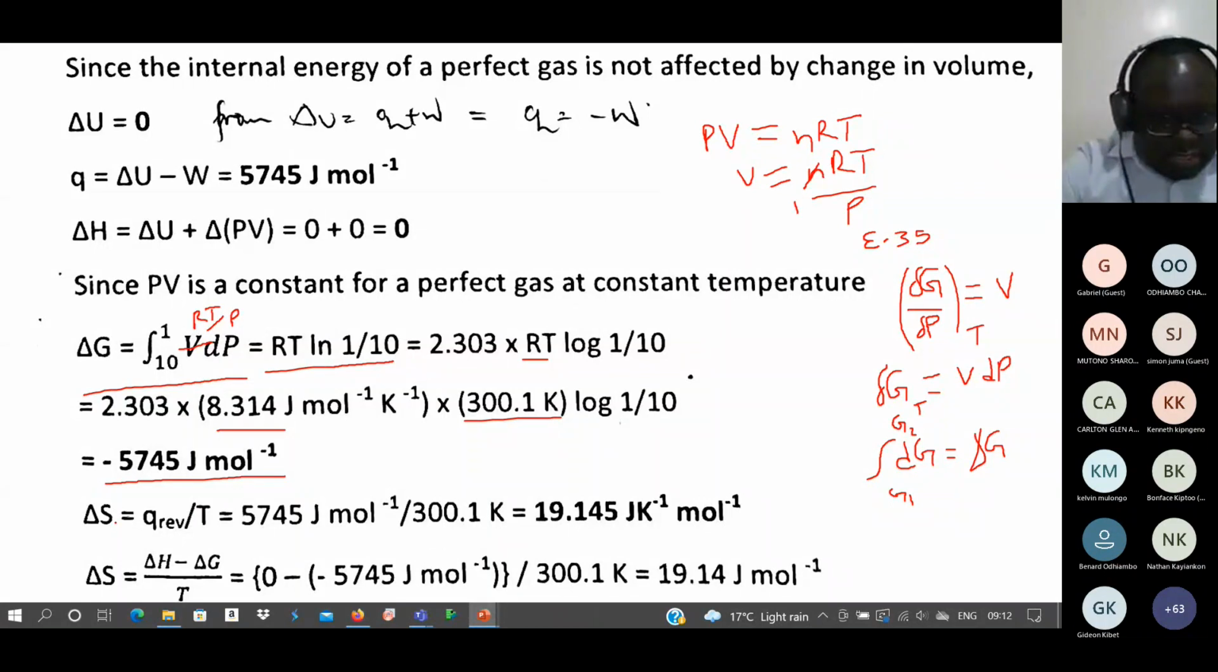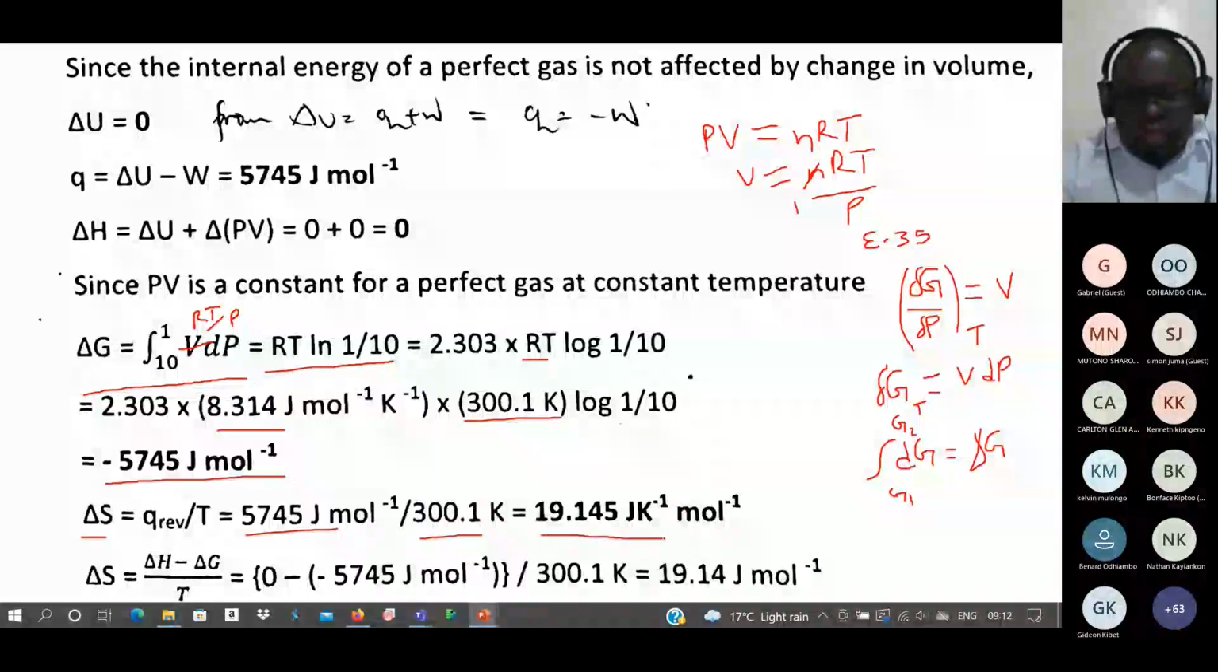Delta S. Now finding the value of delta S. Delta S by definition is given by Q over T. So you already know the value of Q and we know the value of T. When you put in those values, you get delta S being equal to 19.145 joules per Kelvin per mole.